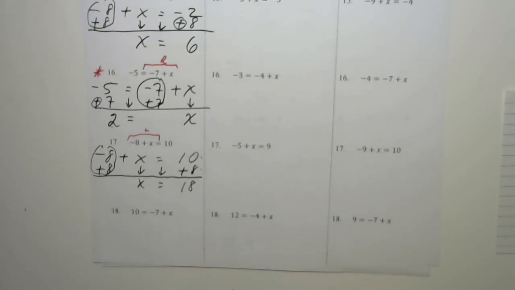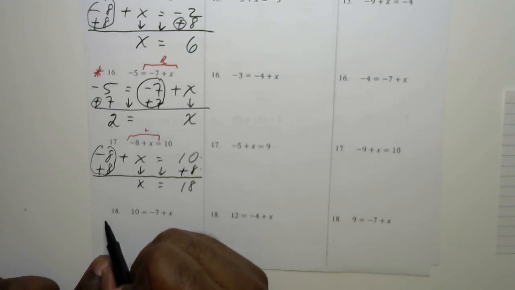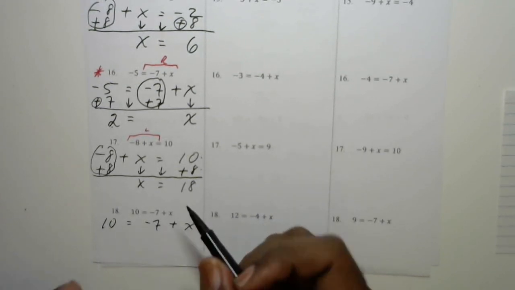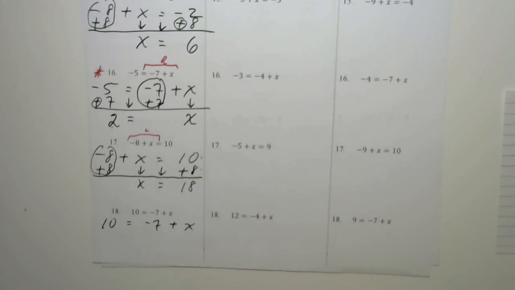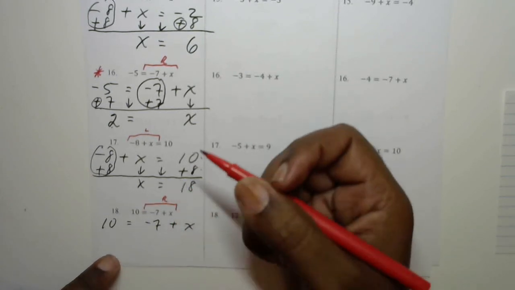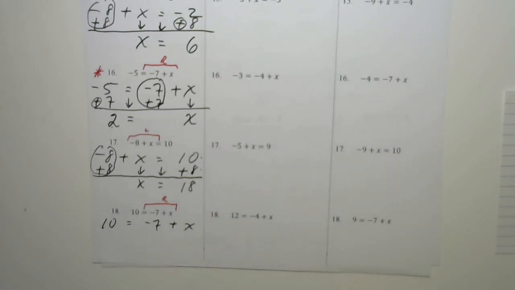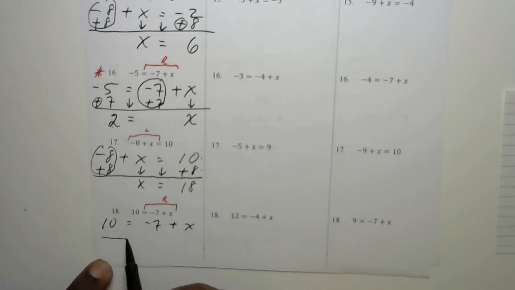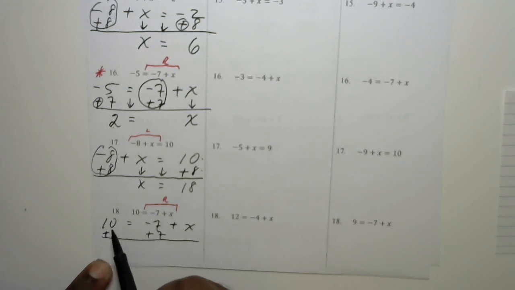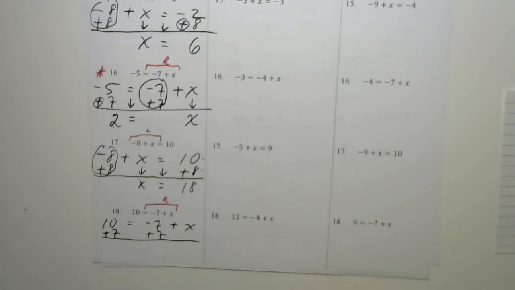Okay, number 8. We get a negative 10 equals negative 7 plus x. So negative 10 is negative 7 plus what number? Well, since the x is on the right side, this is a right side problem. So we're going to solve this by getting rid of the number on the right side. The number that's on the right side is a negative 7, so we're going to put a plus 7 here. And then on the left side, we're going to put a plus 7. So what you do to one side, you do to the other.